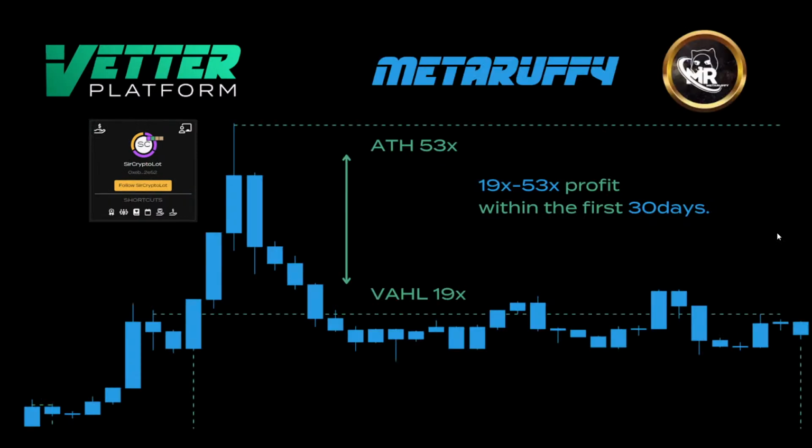30 days looked even better than that. You could have swapped out between a 19x and a 53x. You had literally 7 days to make that swap. You had plenty of time to make the swap, which is, like I said, absolutely phenomenal, unheard of.